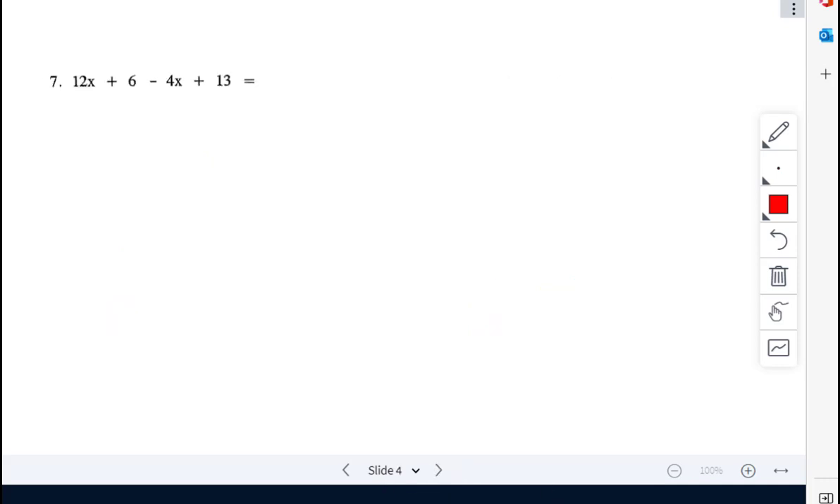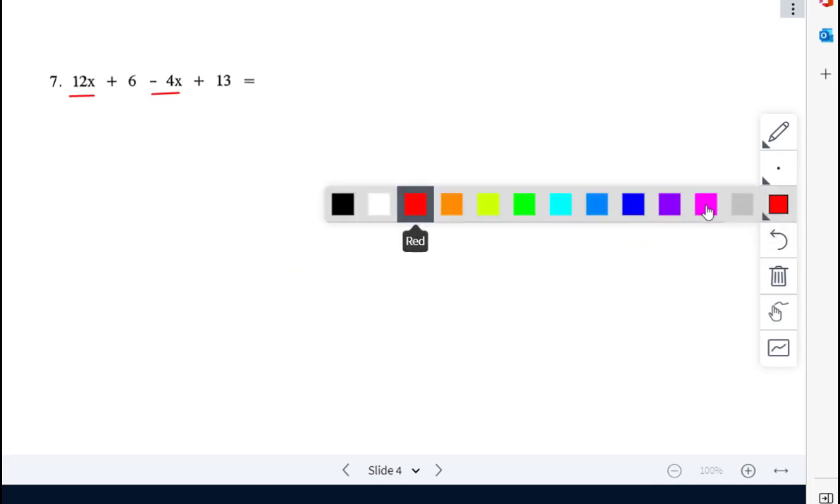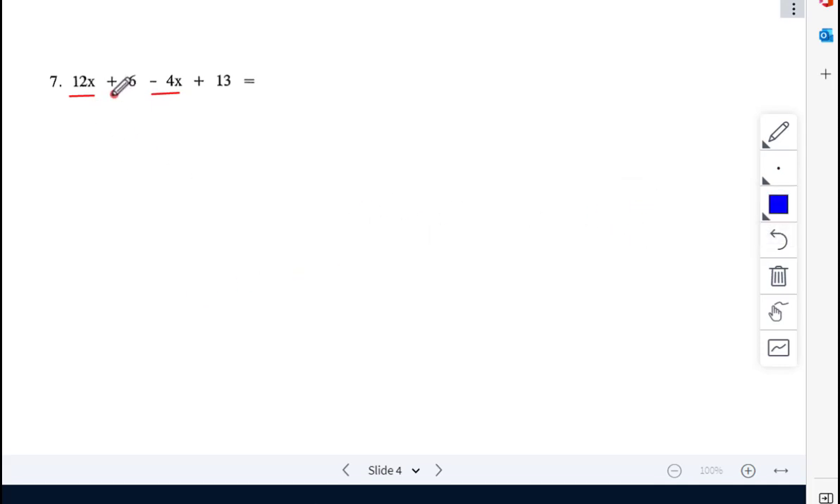Let's take a look at this last example here. We have 12x plus 6 minus 4x plus 13. So what can we collect together? In an example like this, we can collect together the 12x and the negative 4x. Remember to include the sign on the left. Then we can collect the positive 6 and the positive 13 together.